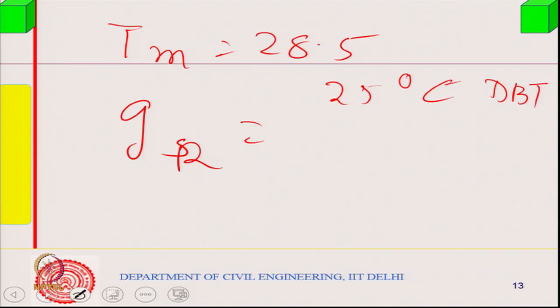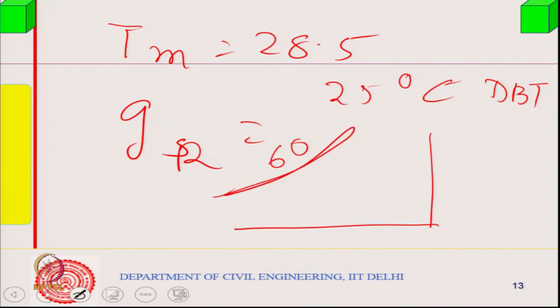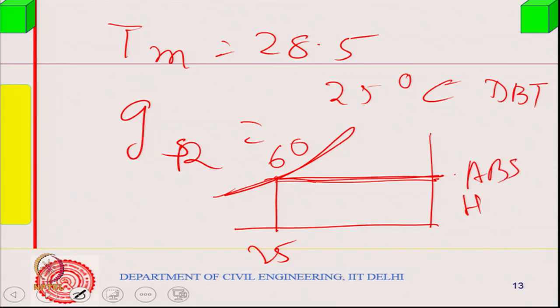So, G room, if you want to find out, you have to go to the psychrometric chart, look for the 60% relative humidity curve at 25 degrees centigrade, and then from this point extend a horizontal line. This will be the absolute humidity or moisture content, H or G. You will get the G room from this for 25 and 60.